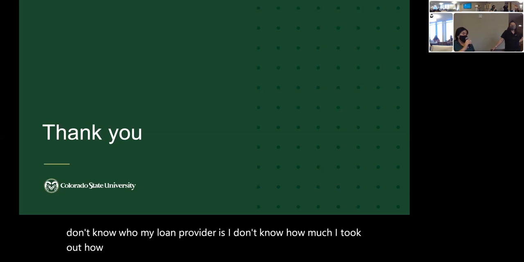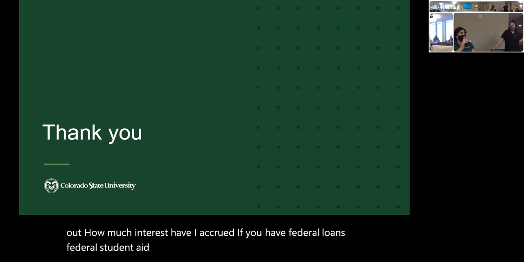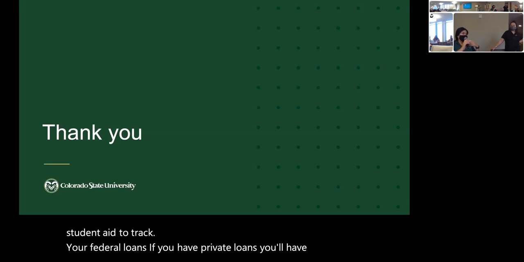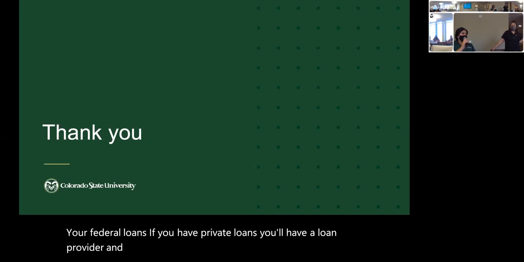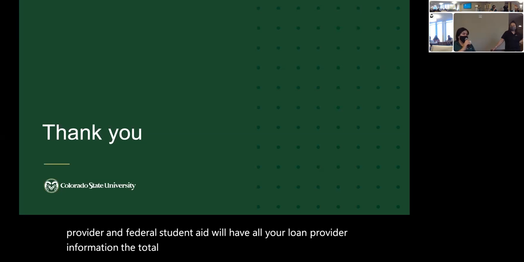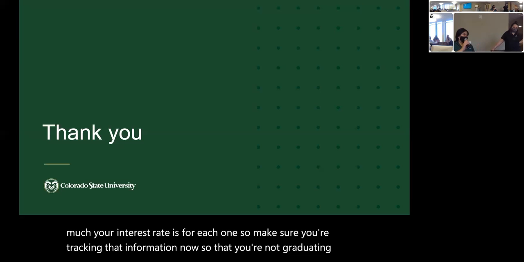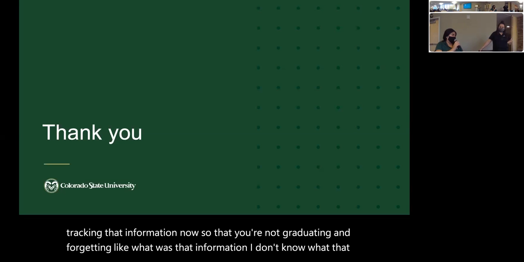If you have federal loans, federal student aid tracks your entire loan history. So make sure you always log into federal student aid to track your federal loans. If you have private loans, you'll have a loan provider, and federal student aid will have all your loan provider information, the total amount that you took out that year, and how much your interest rate is for each one. So make sure you're tracking that information now so that you're not graduating and forgetting what that information was, and losing track of that.